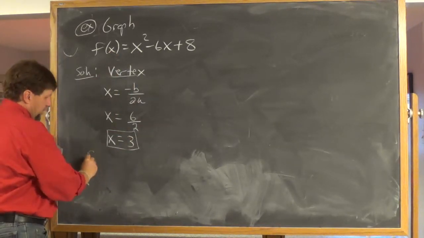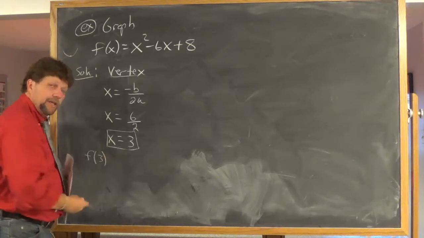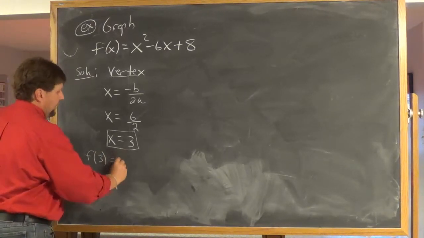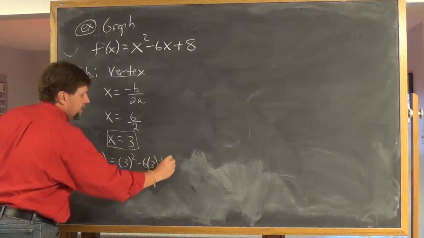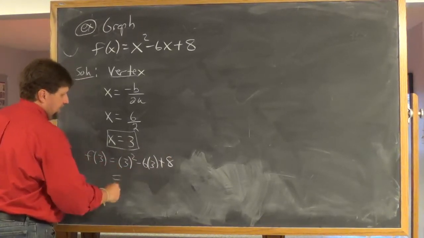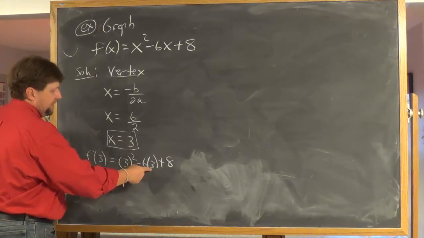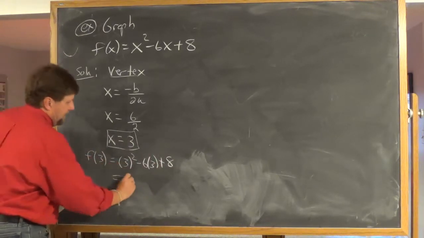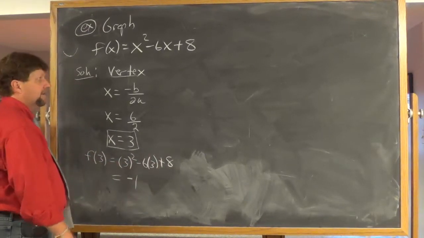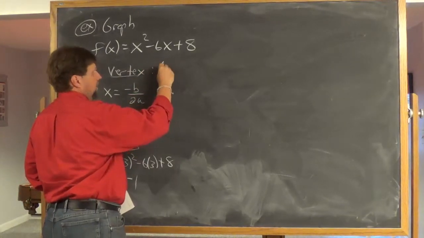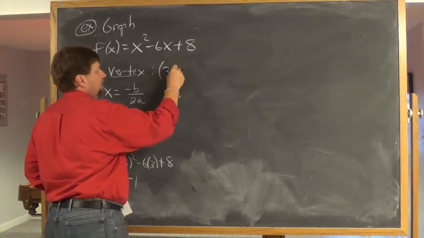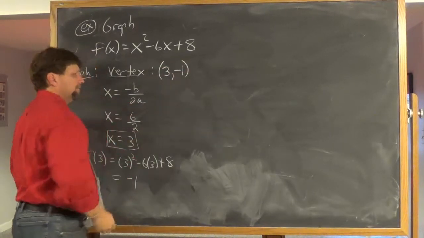So the y-coordinate of the vertex is found by doing f of 3, and that gives us 3 squared minus 6 times 3 plus 8. That's 9 minus 18 plus 8. Should be negative 1. So the vertex is at the point 3, negative 1.